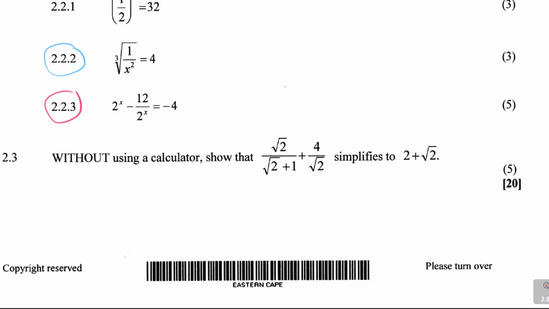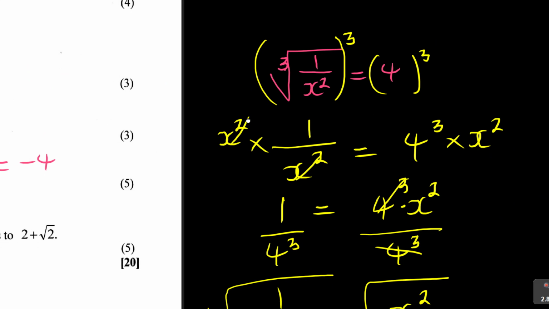2.2.3. It says 2 to the exponent x minus 12 over 2 to the exponent x is equal to minus 4. But before I do that, let me clear my space again here.